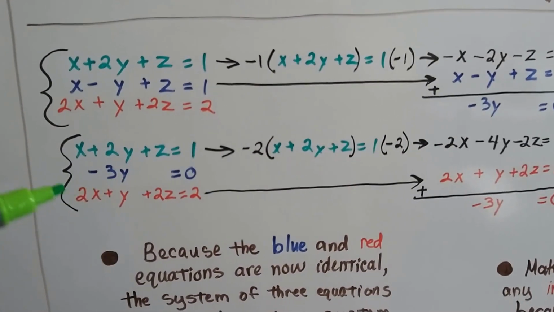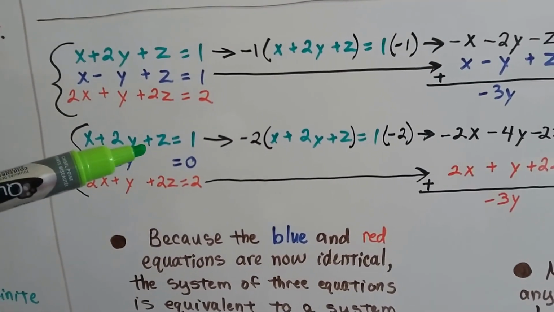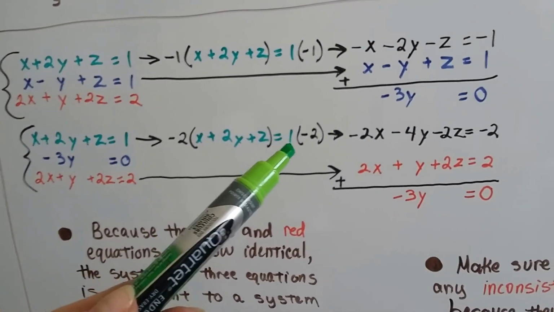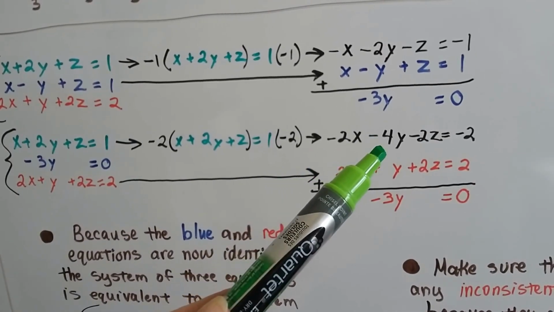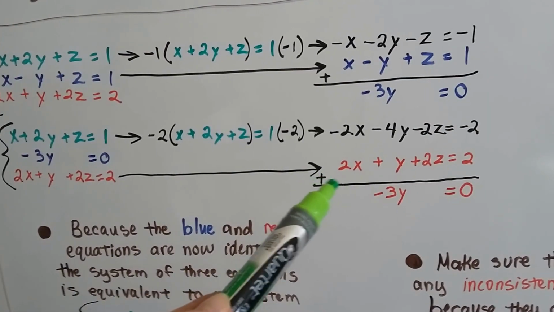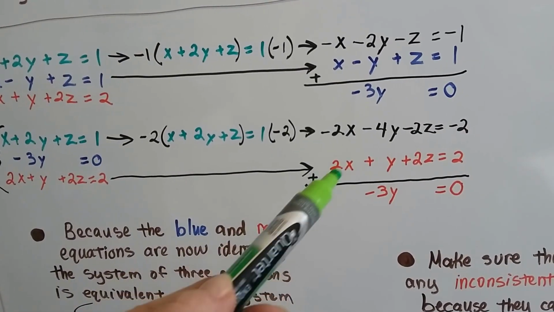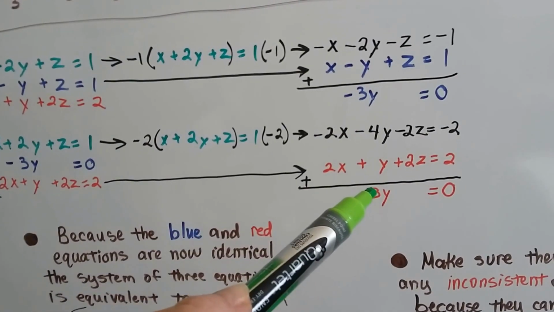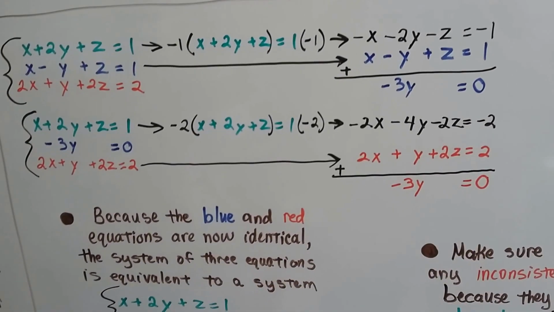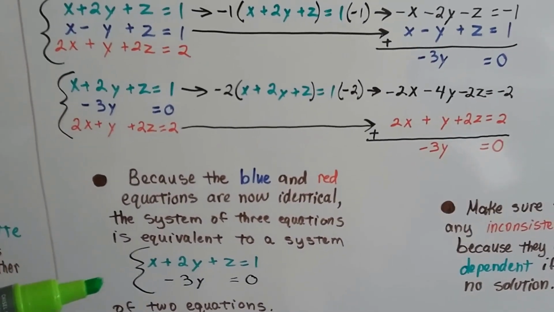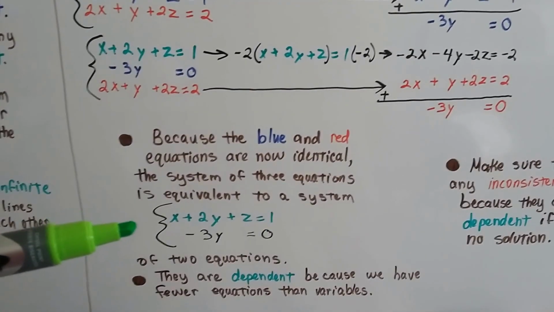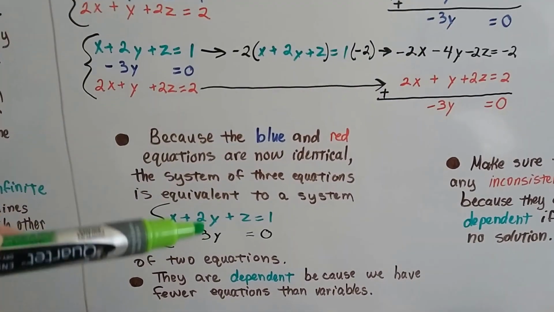See? Now what we can do is take that first equation again and multiply it by a negative 2. We distribute it into every single term, including the 1, and we get negative 2x minus 4y minus 2z equals negative 2. When we slide the red one over and add them together, we get a 0 pair here, we get a negative 3y here, we get another 0 pair, and we get another 0 pair. So we get negative 3y equals 0 again. Now because the blue and red equations are now identical, the system of 3 equations is equivalent to a system of 2 equations. So we don't have to list both of these, we can just list one of them.